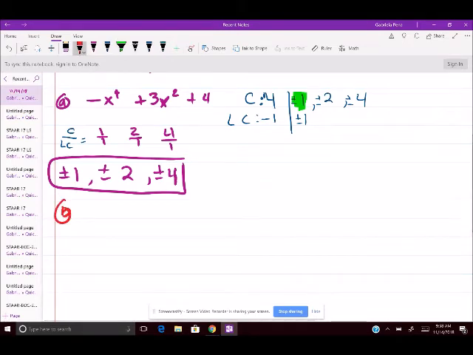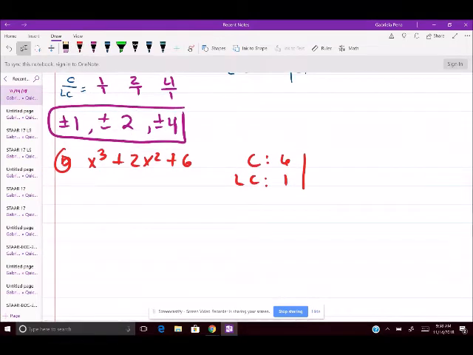So let's look at B. Let's say we had x cubed plus 2x squared plus 6. This is another easy one. Constant and leading coefficient. 6 and 1. So which are the multiples of 6? Plus minus 1. Plus minus what? 2, plus minus 3, and a plus minus 6. And how can I get a 1?